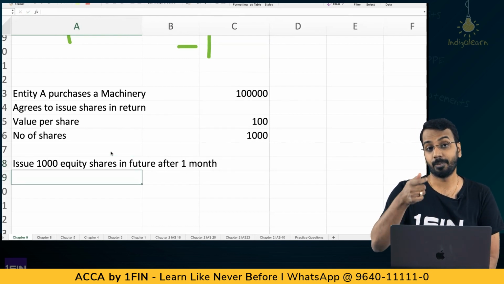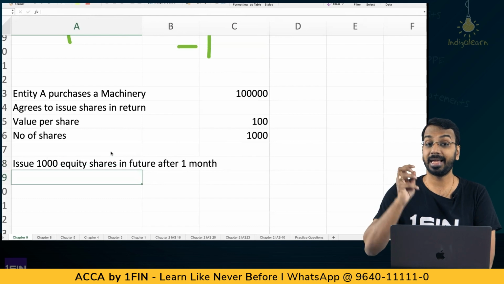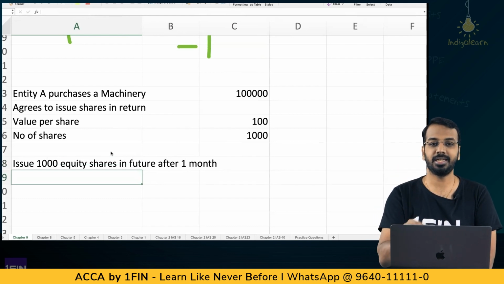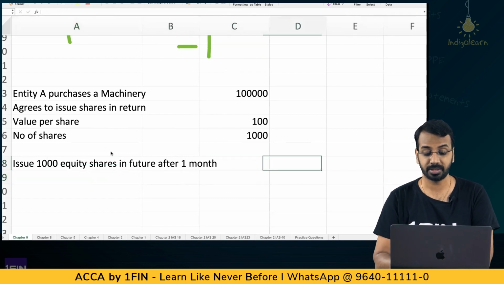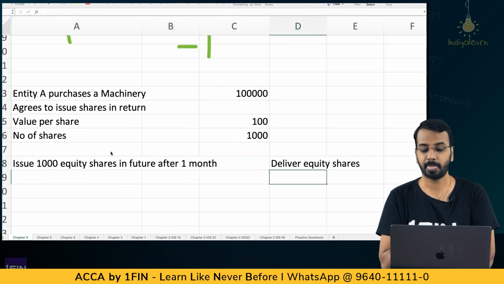So, what has happened? Machinery has been purchased. Against that machinery, the entity says, I will issue how many shares? 1000 shares. When? After 1 month. Here also, what is happening? Here you will deliver equity shares.